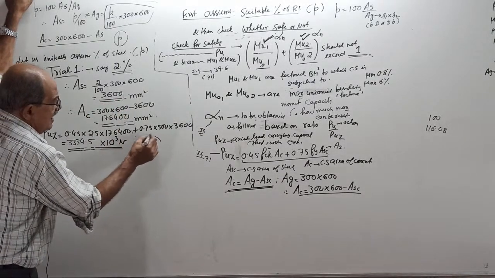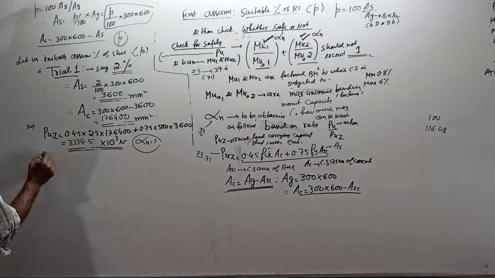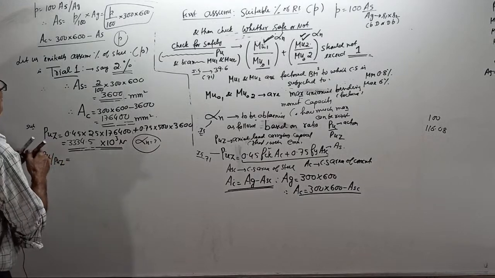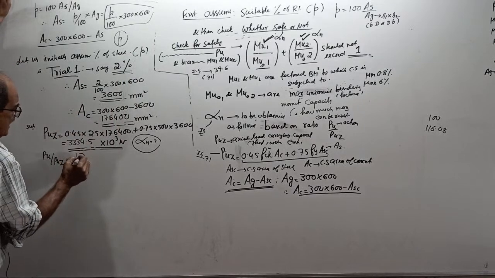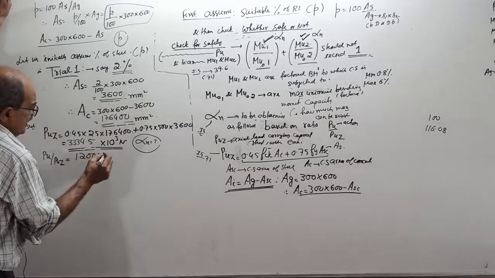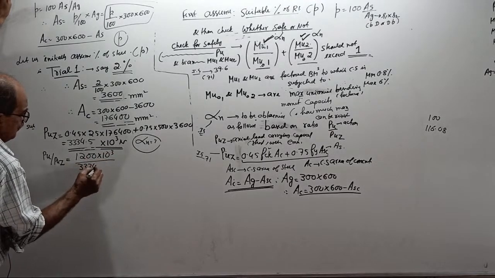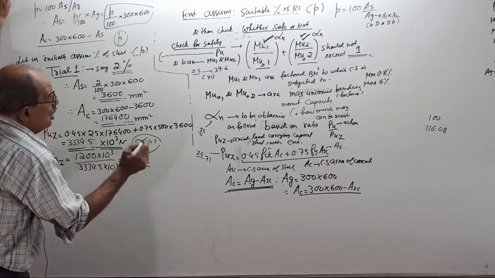I forgot, see, alpha n. So to get alpha n, you find PU by PUZ. I already told you, PU is long back over. How much is PU? 1200 times 10 to the power 3 divided by 3334.5 times 10 to the power 3. It's a ratio. There is no unit for that one.